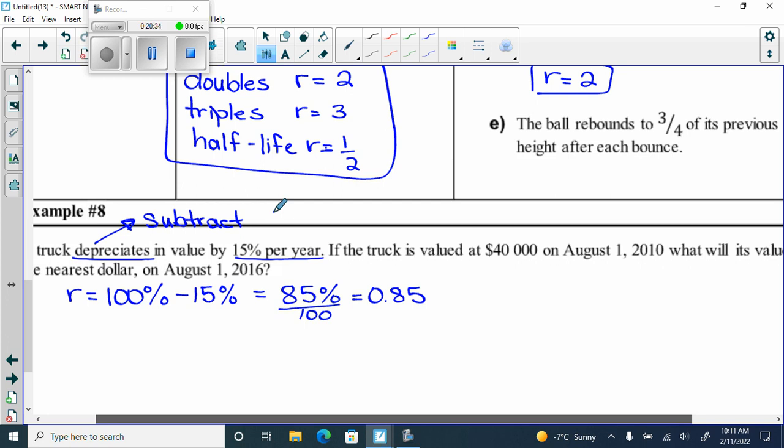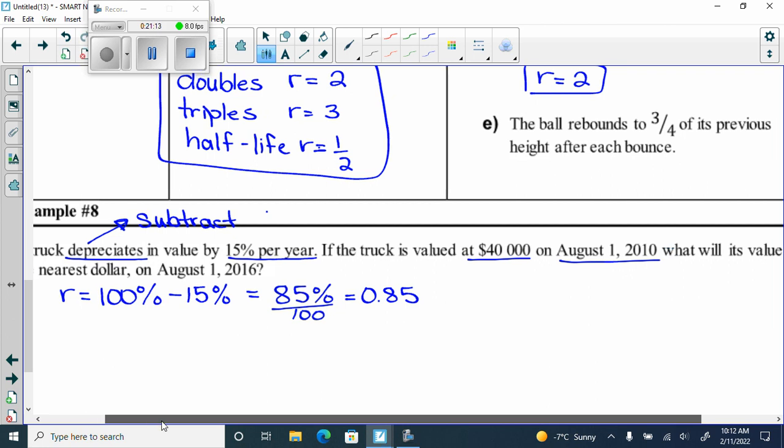Now we have T1, which is my first term, or Tn, which is my last term, and n is the number of years, right? So let's see what else they give us. If the truck is valued at $40,000 in August 2010, it's either T1 or Tn. We have to keep reading. If it asks how much it's worth in 2020, then this is the first term because it's earlier. If they ask how much it was worth in 2000, then this would be the last one. So we have to look for the year that goes with it and what other year there is.